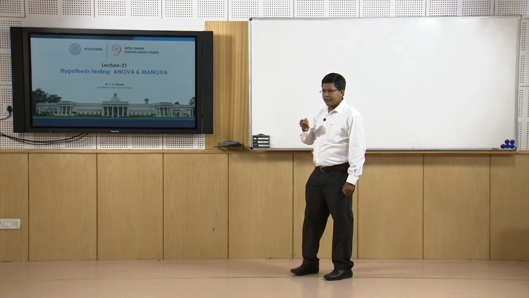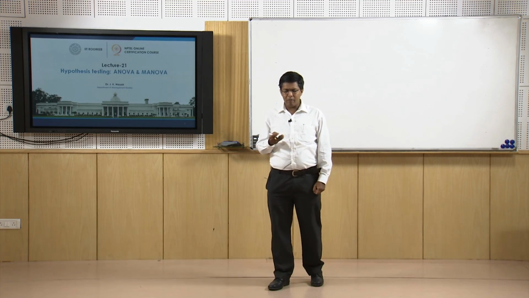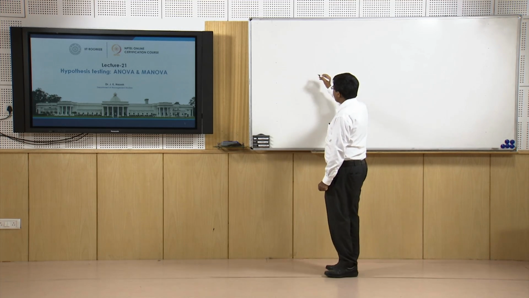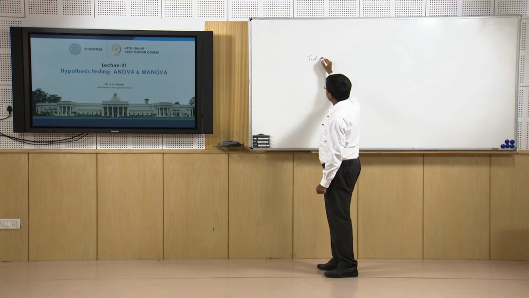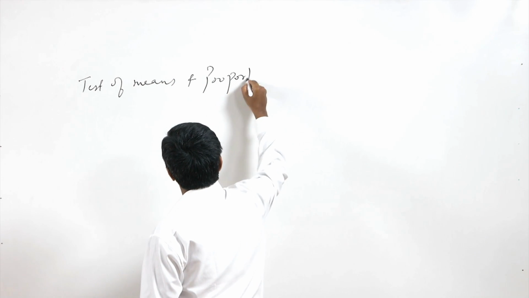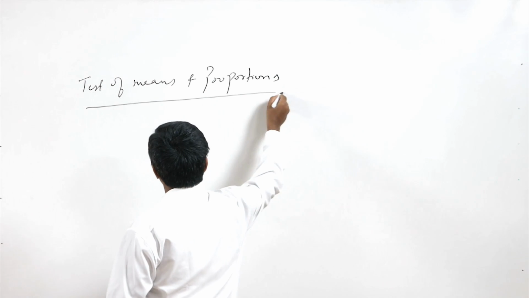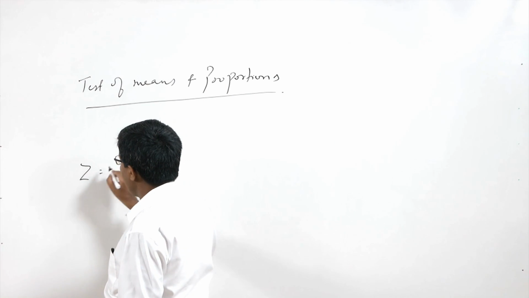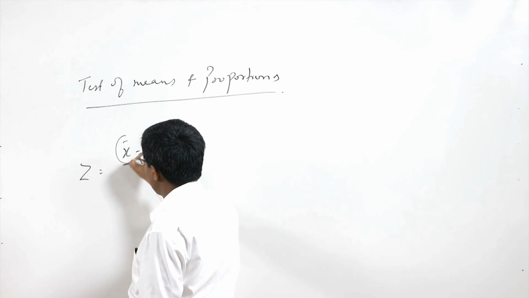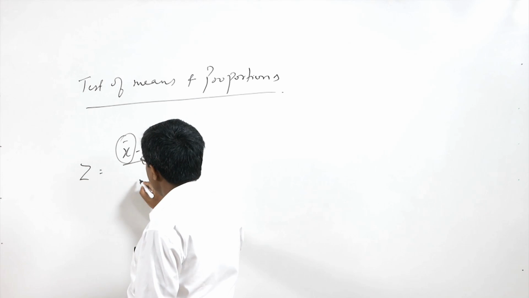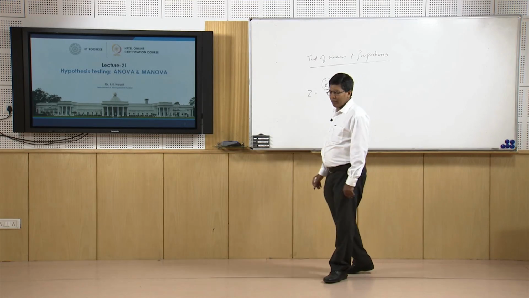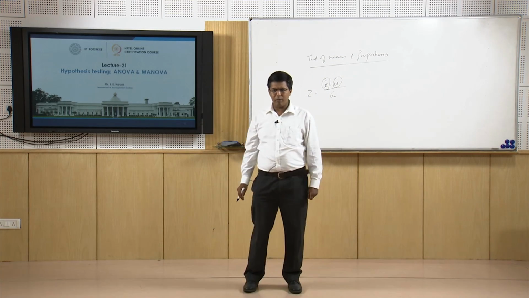Basically, in the last session, if you remember, we had discussed the beginning of hypothesis testing. We talked about the test of means and proportions, where we discussed how to calculate the z score, which is equal to x bar minus the population mean, where x bar is the sample mean, over the standard error. Similarly, this holds true for a proportion also.